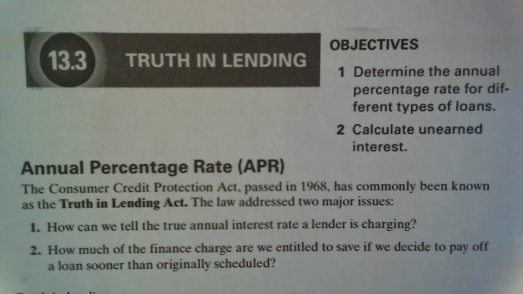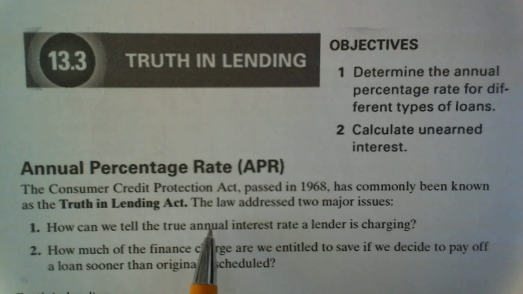Section 13.3 is about truth in lending, and we have two objectives to cover. One is to determine the annual percentage rate for different types of loans, and then we're going to calculate so-called unearned interest. The annual percentage rate, or APR, is a very important part of the Consumer Credit Protection Act, which was passed almost over 50 years ago.